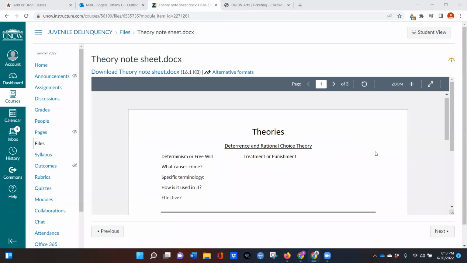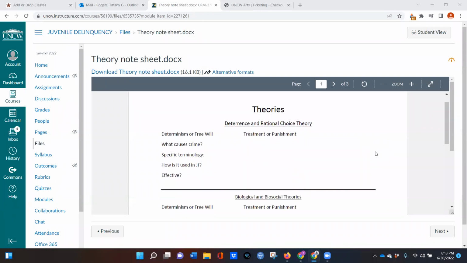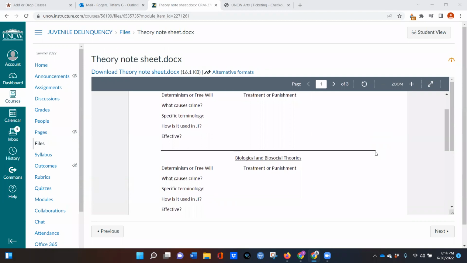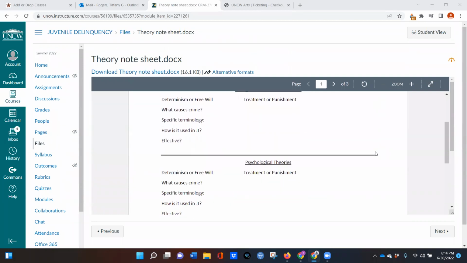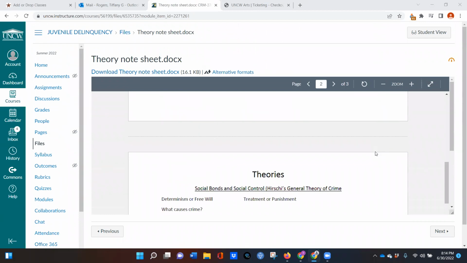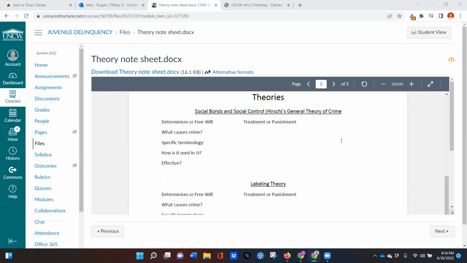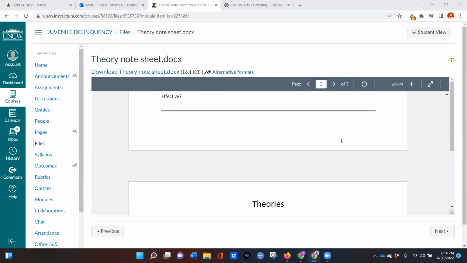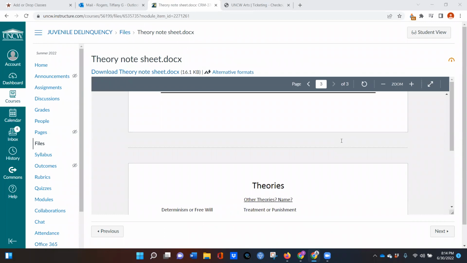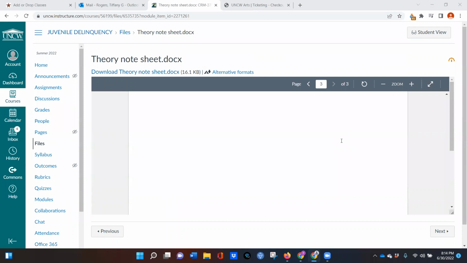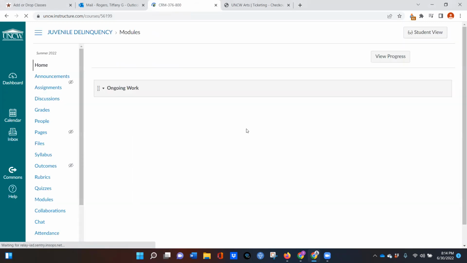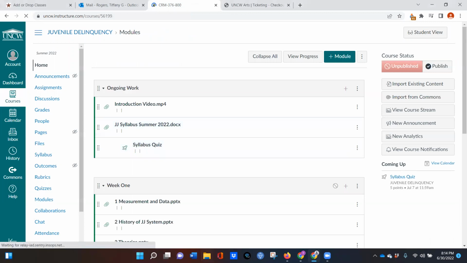So this isn't a required note sheet, but man, it helps just to have a way to navigate some of these theories, particularly when we start to look at them sequentially. So for y'all, that's something you can use as we go through this or as you read, or it can be something that you look at on your own time.